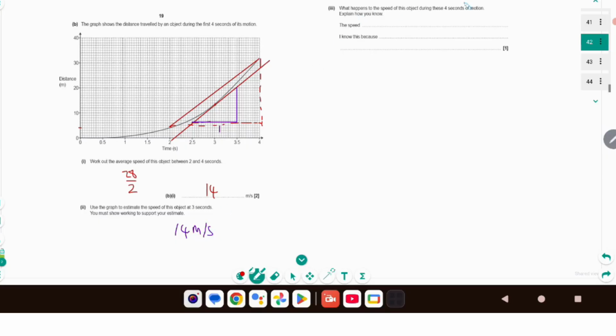Explain what happens to the speed of this object during these 4 seconds of motion. So as you can see from the graph, the speed is increasing. How do we know this? Because the gradient is increasing.